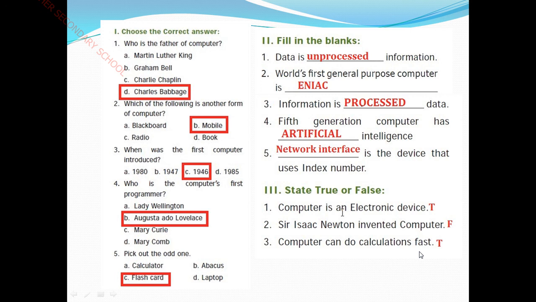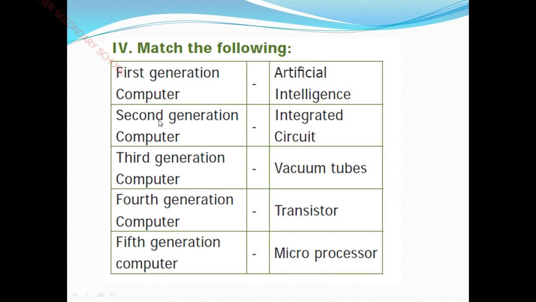I'll move to the next slide. First generation computers are vacuum tubes. Second generation computers are transistors. Third generation computers are integrated circuits. Fourth generation computers are microprocessors. Fifth generation computers belong to artificial intelligence.